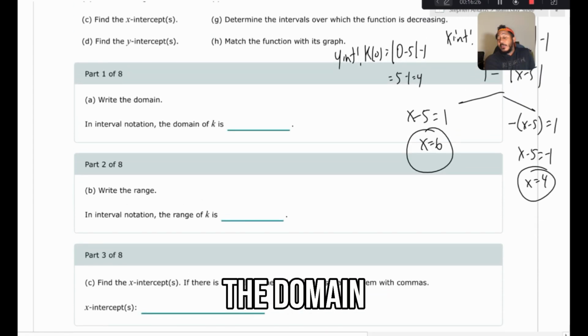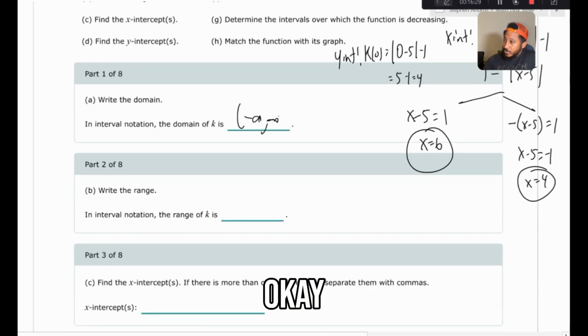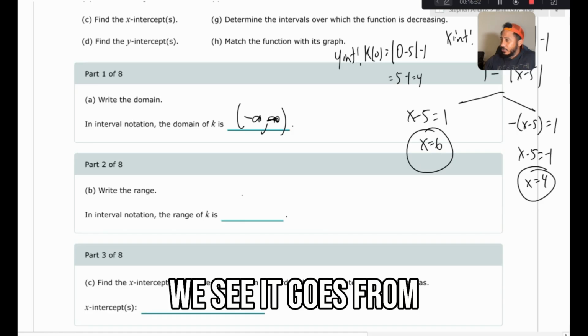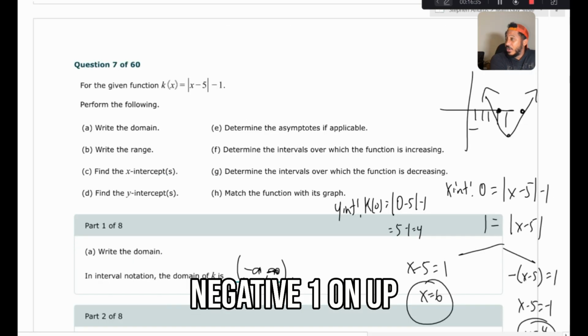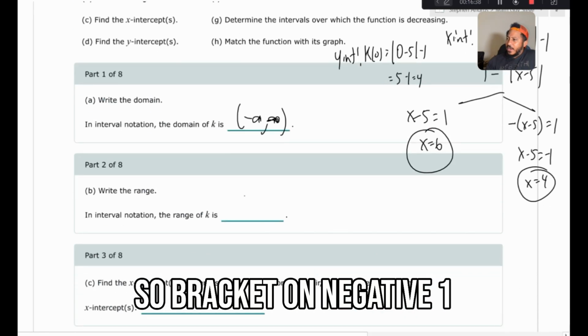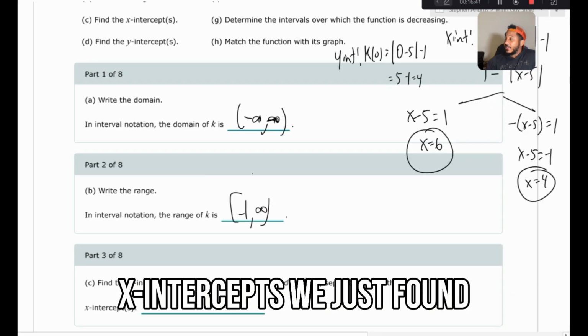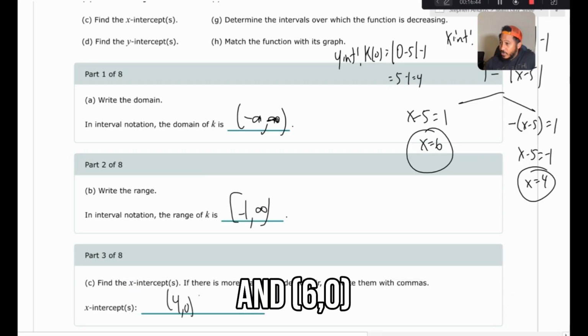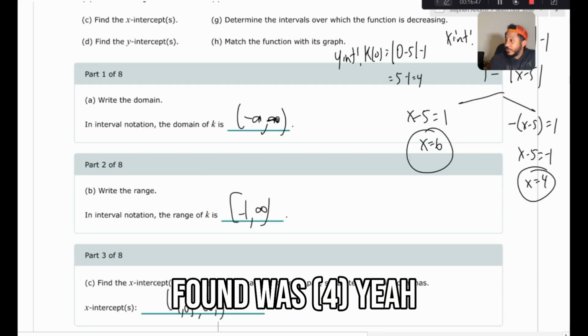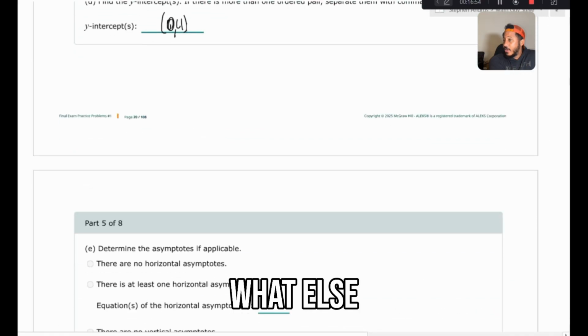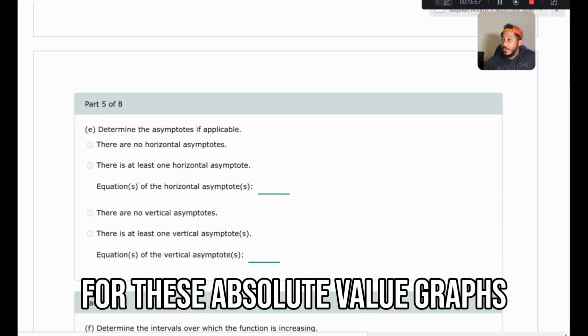So here the domain for absolute value graphs is all real numbers. The range, we see it goes from negative 1 on up, right? So negative 1 to infinity, with a bracket on negative 1. The x-intercepts we just found were (4, 0) and (6, 0). The y-intercept we just found was (0, 4). What else? There are no asymptotes for these absolute value graphs.